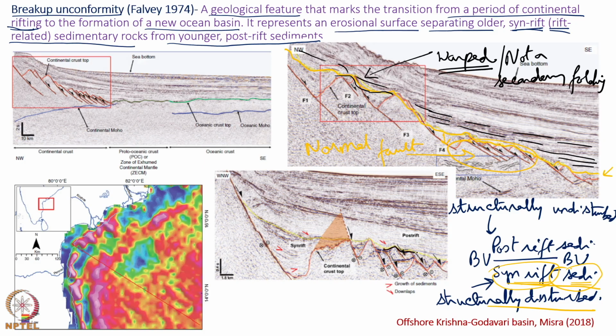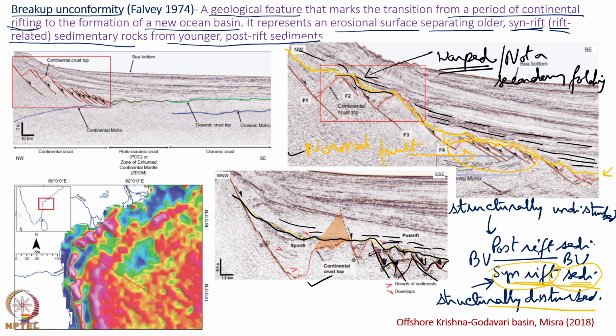There is another view from here. This time I am marking the breakup unconformity by a black line. Above it there are layers which are less deformed, warped, but below it we can clearly see that the interpreter has marked normal faults. Indeed, we can see the movement of the marker layer.